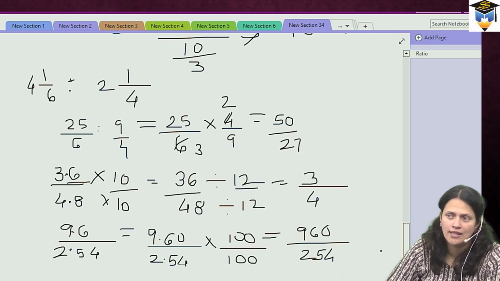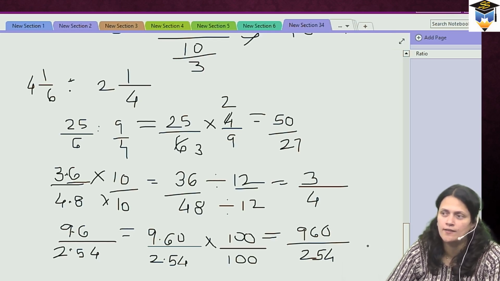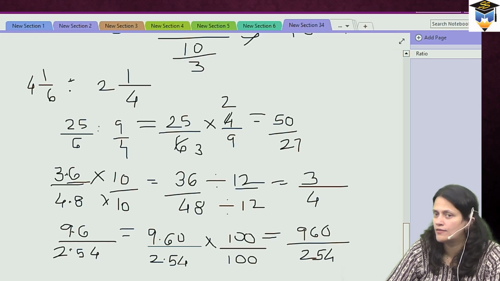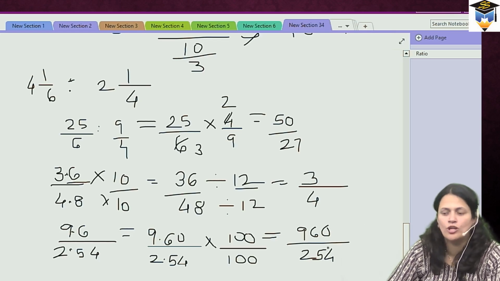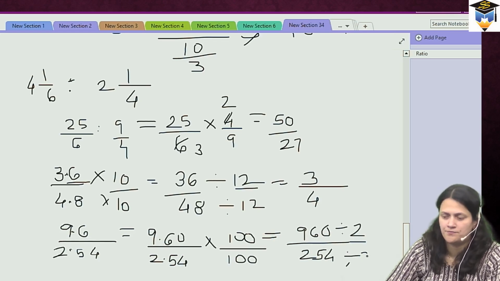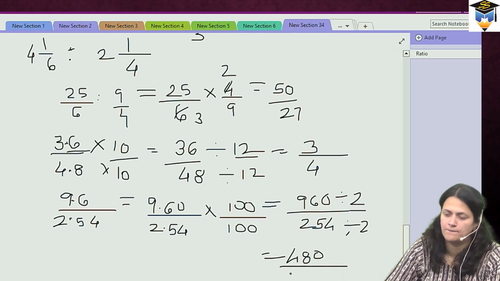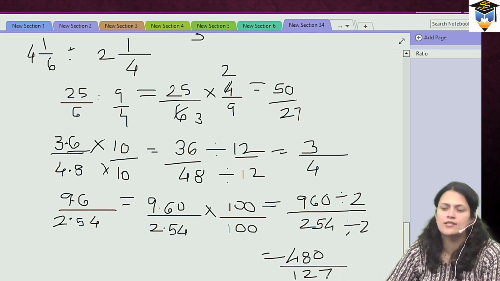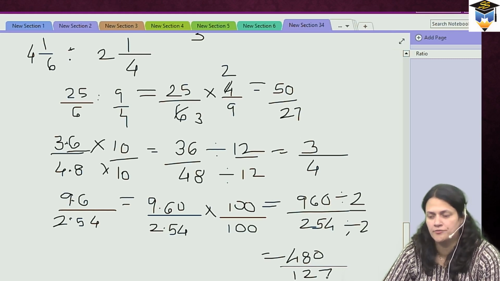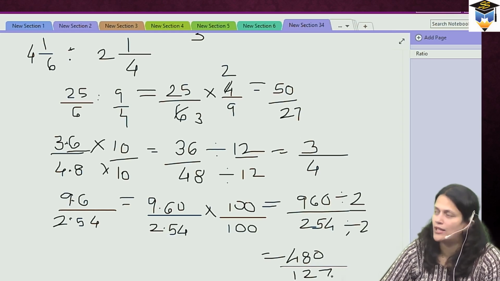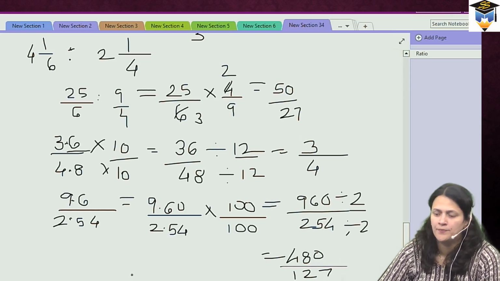Understood? Now convert it to the lowest form. What is the answer? Okay. So you are dividing it by 2. 480 upon 127. So this is the lowest form. Good. Understood up till here? Chalo. Now let us move to the next.